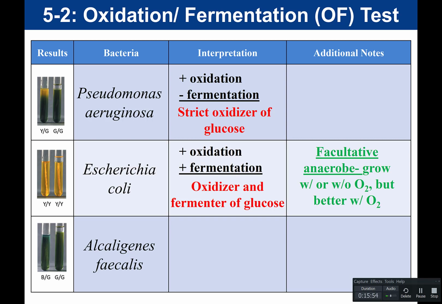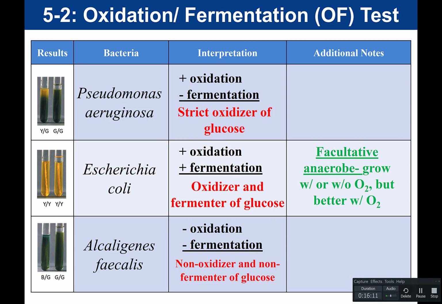Did Alcaligenes faecalis oxidize the sugar? Answer is no, it's not yellow. Did Alcaligenes faecalis ferment the sugar? No, it's not yellow. So it's negative for oxidation, it's negative for fermentation. So we say that this is a non-oxidizer and non-fermenter of glucose, right? The bacteria did not use the glucose either aerobically or anaerobically. It didn't use it at all.